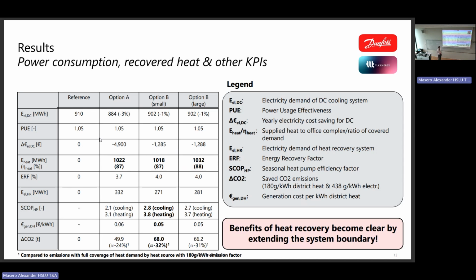That's a small number. Normally you would like to go up to 10%, 15%, but you have to live with the heat demand you have, right? So it's not possible to squeeze out much more.